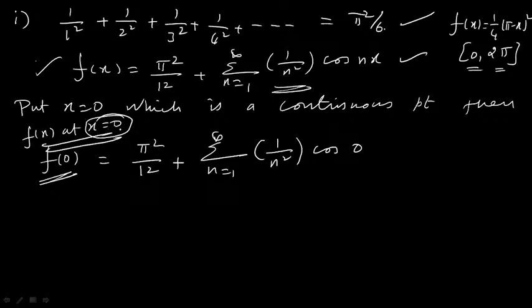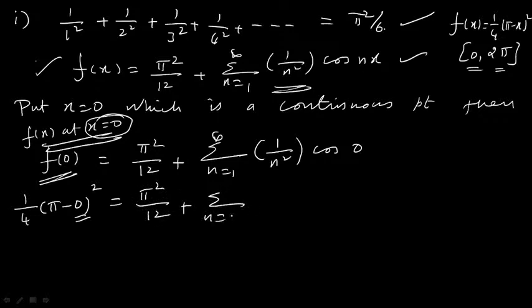If it is a continuous point, what do we do? We have to substitute the value directly in the function, that is f of x equal to 1 by 4 pi minus x the whole square. So f of 0 is 1 by 4 pi minus, replacing x by 0, pi minus 0 the whole square. Here we replace x by 0, and that is your f of 0, which is equal to pi square divided by 12 plus sigma n varies from 1 to infinity 1 divided by n square.